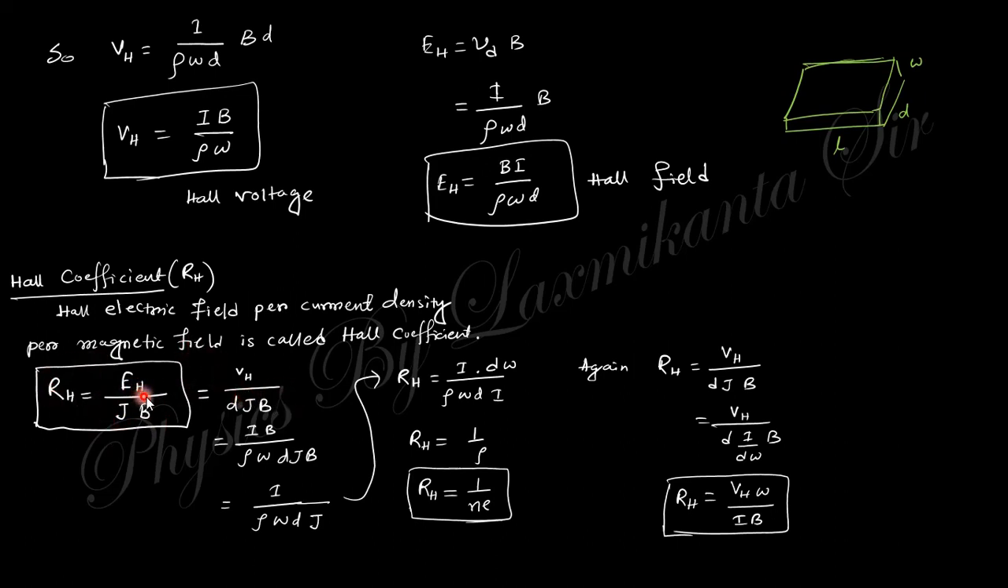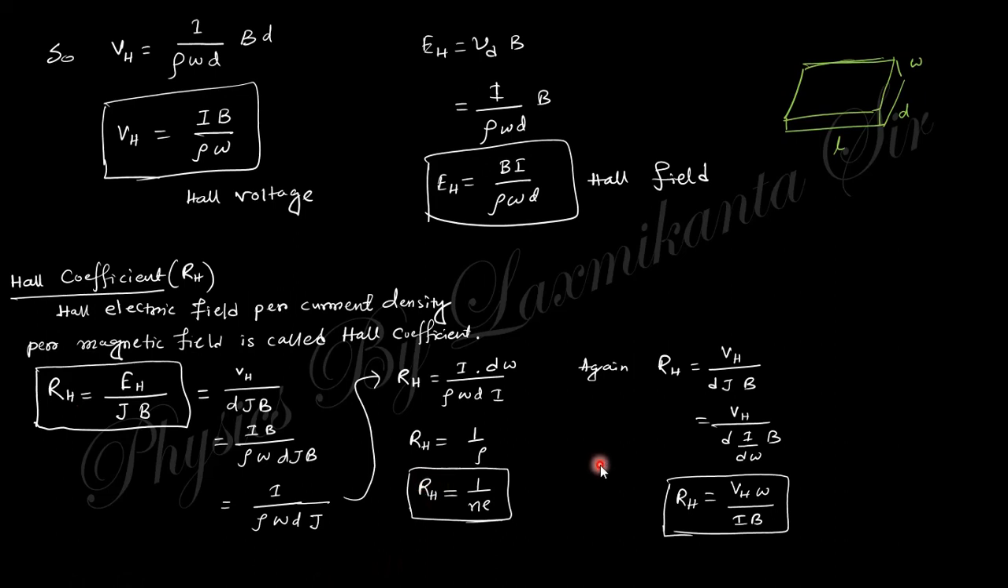So R_H is nothing but E_H by J B, and put this value of the Hall voltage V_H, you will obtain this expression. So finally you will get R_H equal to 1 by rho, and 1 by ne, or further another expression is like that. So I think you can do this calculation. If there is any doubt, you must comment in the comments. So you will get the Hall coefficient, and this can be found from this experimental result.